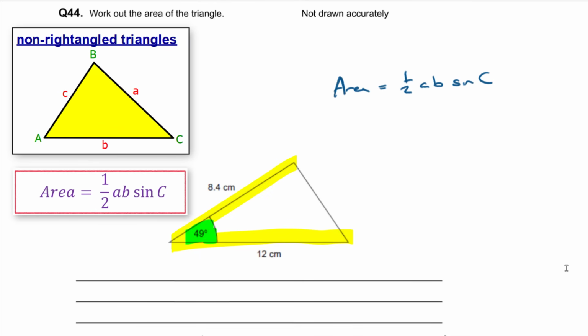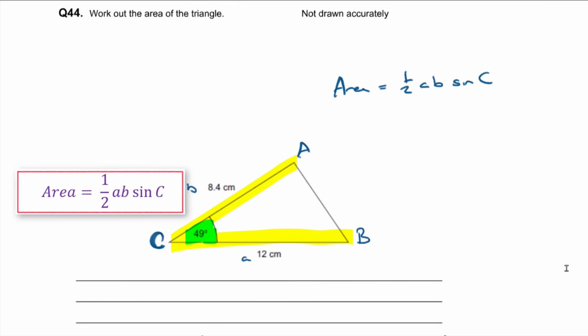If you think about it, if this was angle C, then these two would be a and b, so this would be a and this would be b. So I would have a, b, and sine C. Okay, so it has to be the two sides and the angle between them that is the one you want.